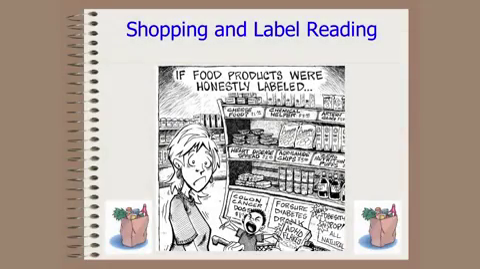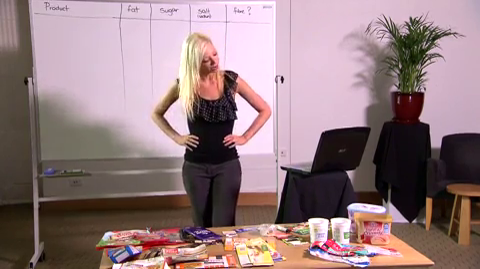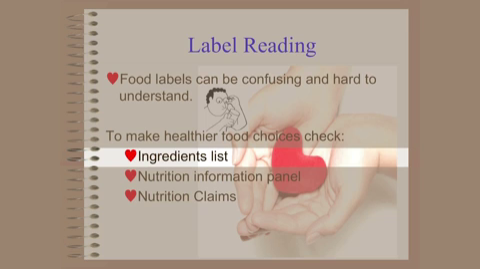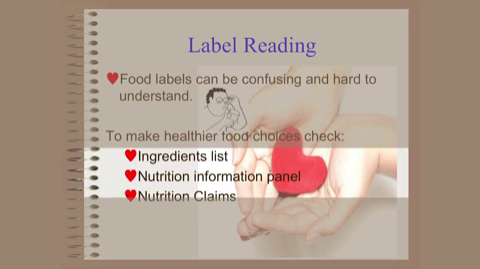So this next section is probably going to be your favourite because food labels are so confusing. So we're going to make them easier to understand for you. When we look at a food label, we want to check 3 different things. 1, we want to look at the ingredients list. 2, we want to look at the nutrition information panel, which I'll teach you in depth how to look at today, and nutrition claims as well.